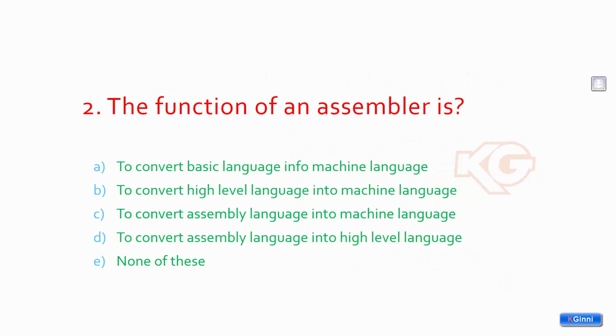Next question. The function of an assembler is called dash. You need to read the whole options. To convert basic language information to a machine language. This is wrong. A high-level language into a machine language. Usually a compiler does this.